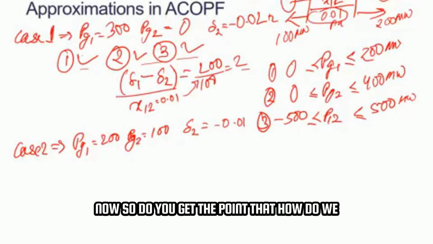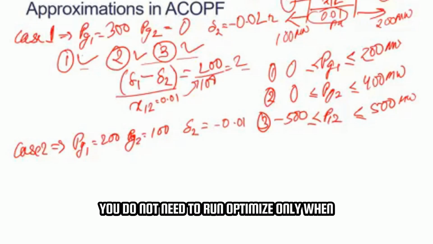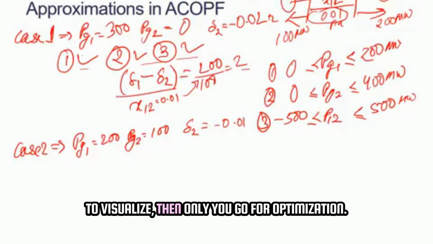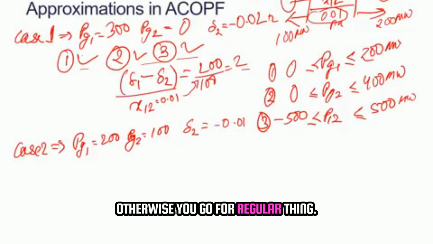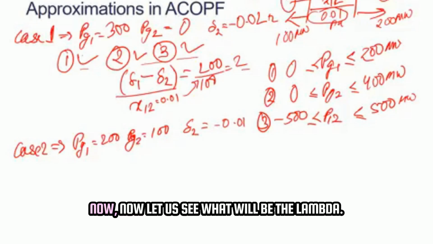Now, do you get the point of how we run the optimization? Means how do you get the solution for a small problem without running optimization? You do not need to run optimization. Only when the problem is very big and it is difficult to visualize, then only you go for optimization. Otherwise you go for the regular approach.